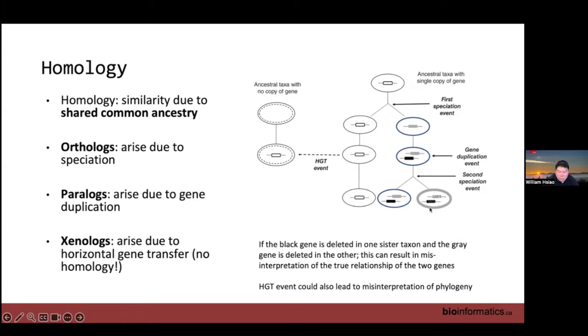This kind of selective deletion of genes can lead to misinterpretation of phylogeny, or the evolutionary relationship between these genes, and that makes phylogenetic analysis difficult within microbial organisms. Another effect is the transfer of genes through horizontal gene transfer, or through mobile elements, from one organism to another unrelated organism. And again, when that happens, a false phylogeny could be created.